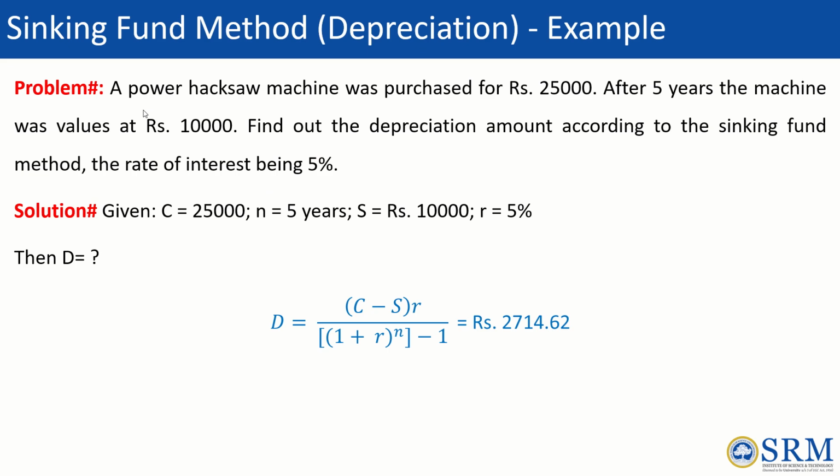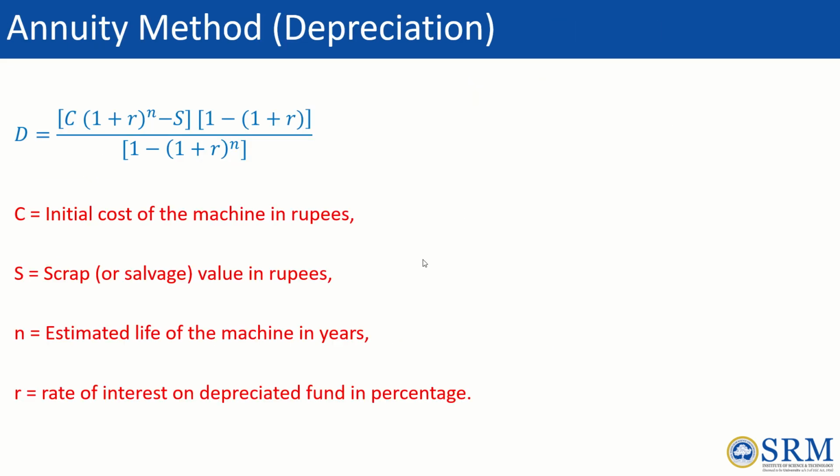We'll go with a small numerical problem with the sinking fund method. A power hacksaw machine was purchased for rupees 25,000, which is the initial cost of the machine. After 5 years, the machine was valued at rupees 10,000. Find out the depreciation amount according to the sinking fund method, the rate of interest being 5%. So all the values are directly given here. The initial cost of the machine is 25,000, N is equal to 5 years, S is 10,000, and R is 5%. So what is the depreciation fund? Directly substituting all these values, we will get rupees 2,714.62. Okay, next comes the annuity method.